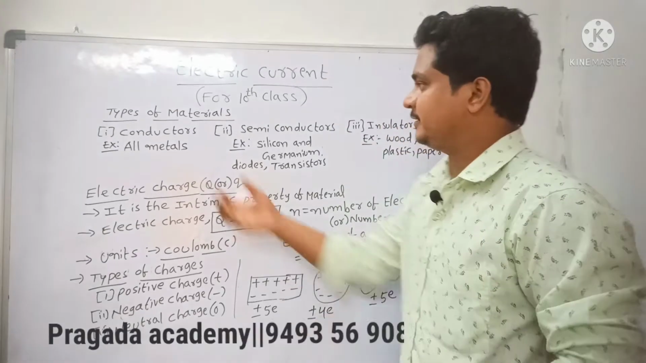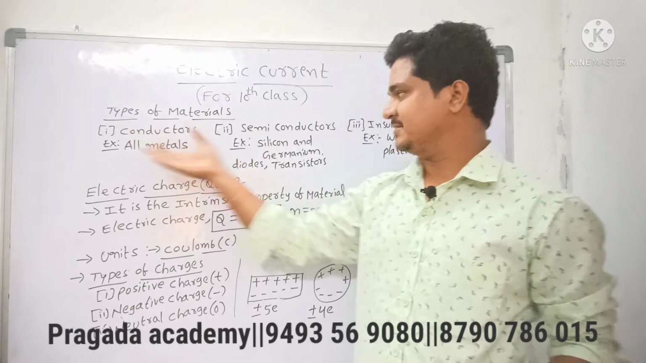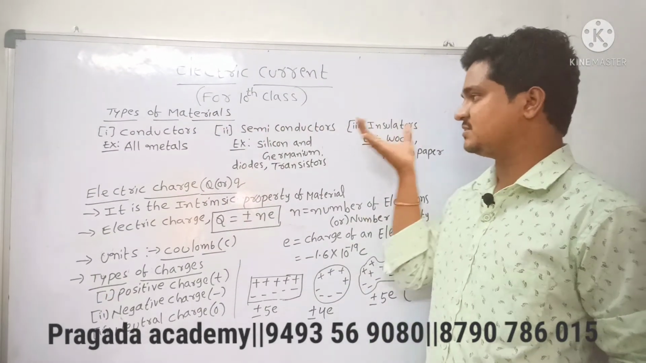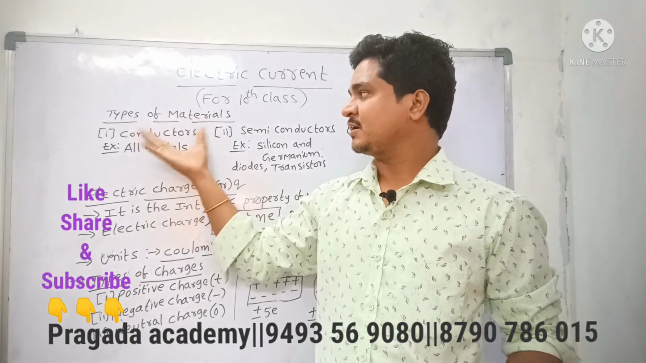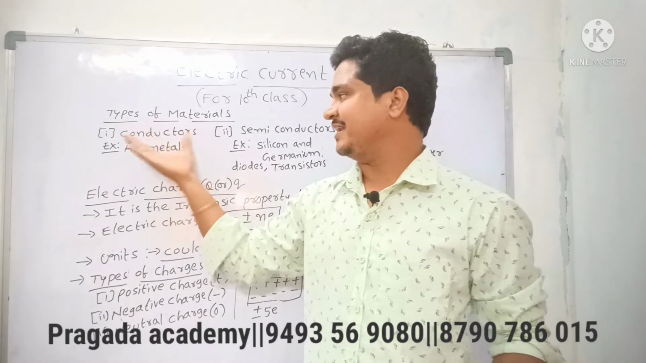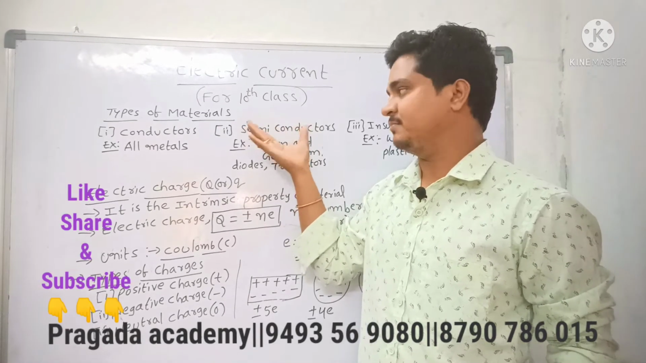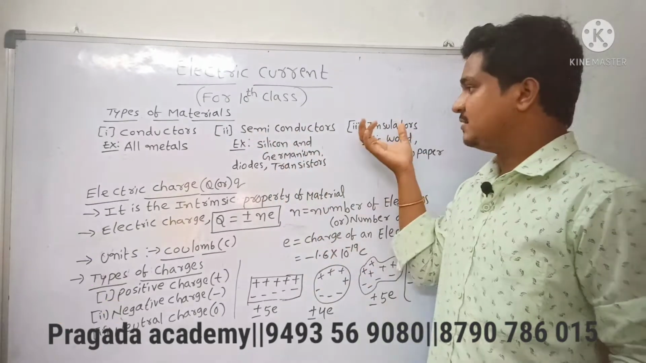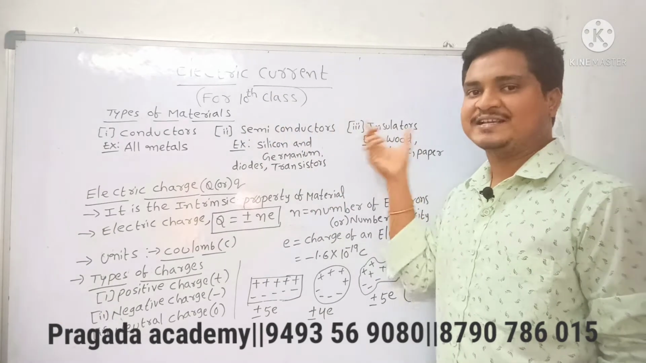Now, types of materials. We have three types of materials: conductors, semiconductors, and insulators. Conductors are the materials which allow the current through them. The materials which allow the current partially through them are called semiconductors. The materials which do not allow the current through them are called insulators.